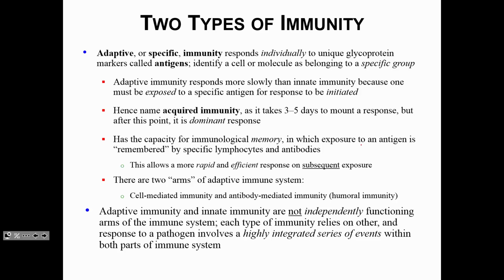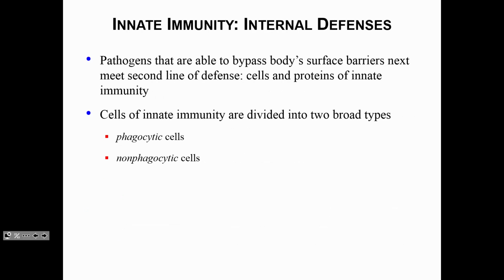Now, something to look at. This type, adaptive, and the first type, the innate immunity, are not independently functioning arms of the immune system. Each type relies on each other. They work together. They respond to pathogens with a really highly integrated series of events we're going to look at within both parts. So they're not independent. They do work together, and it takes both types to adequately protect our body.